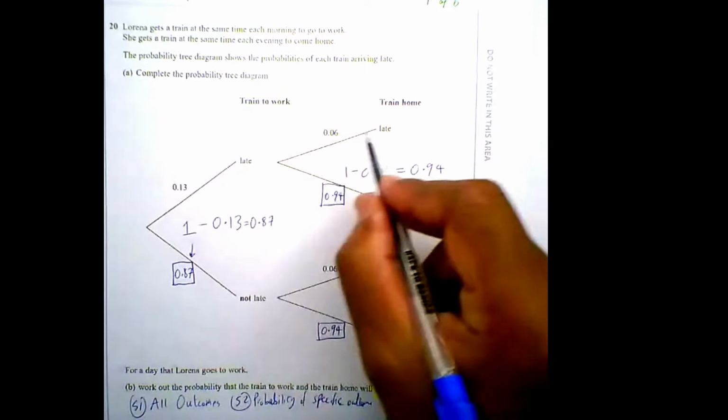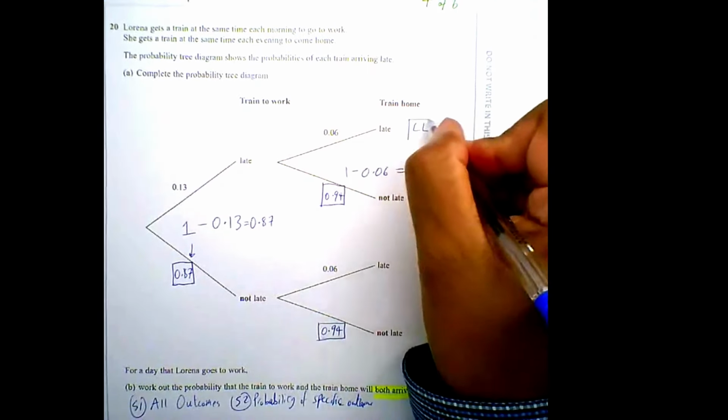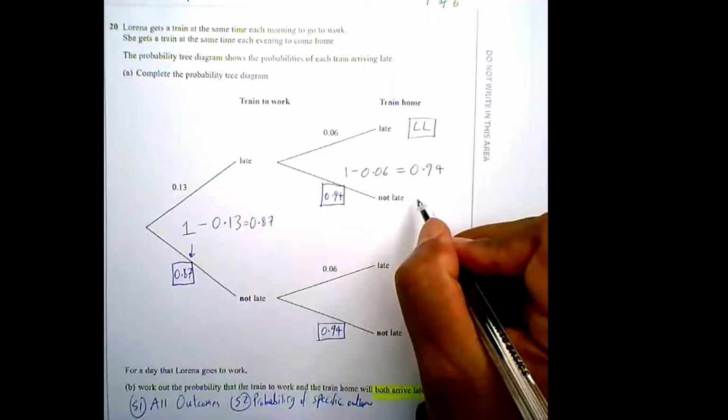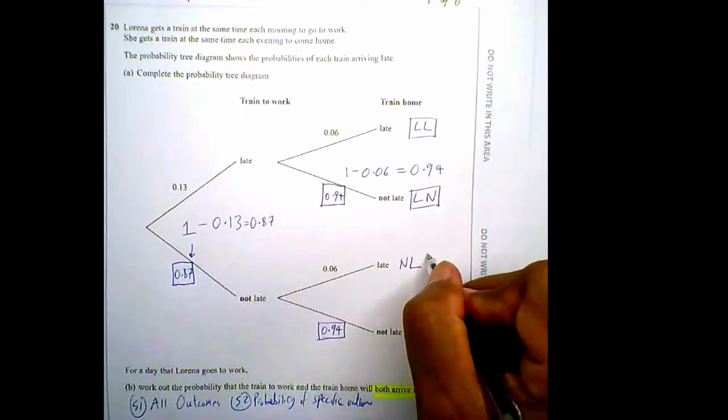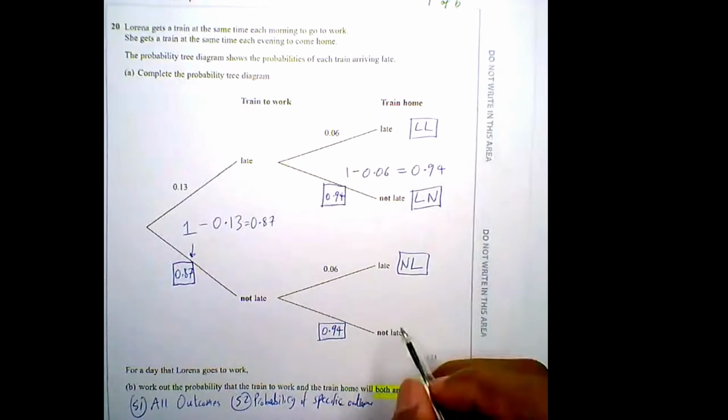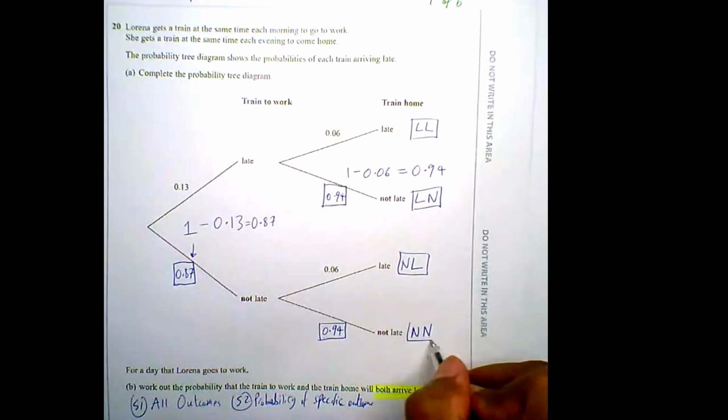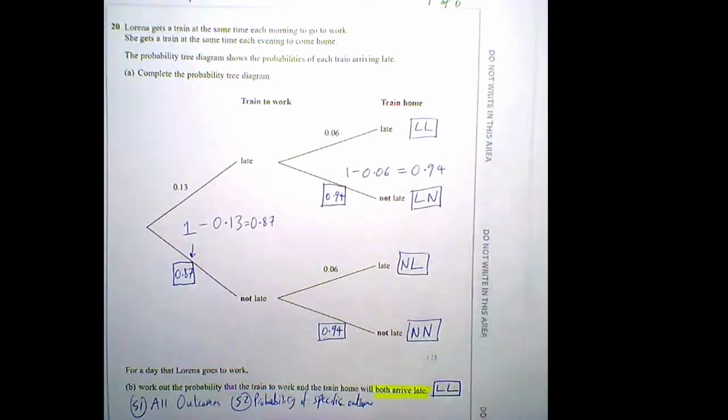So here I've got late and late. I've got late, not late, late, not late. Got not late and late. And not late, not late. Okay, so I've got that. So that's step 1 done, all outcomes.